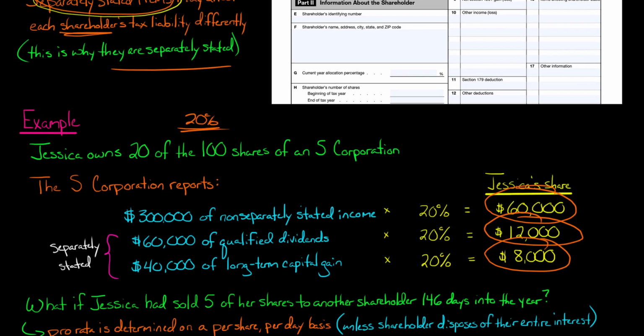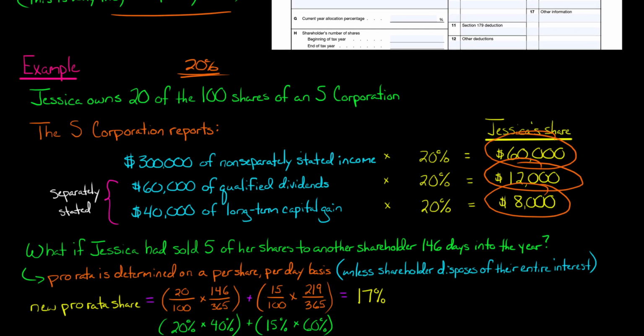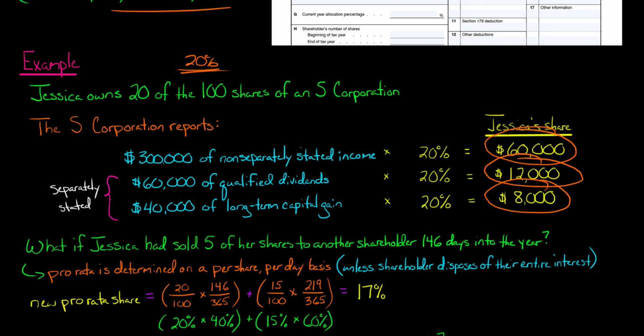Now, what if, hypothetically, let's make it a little more complicated. What if Jessica had sold 5 of her shares partway through the year? So let's say that after 146 days, 146 days into the year, which I picked that number because it would make the math easy, that's 40% of the way into the year. So 40% of the way into the year, Jessica sells 5 of her shares. So basically, for 40% of the year, she has 20 of the 100 shares. And then for 60% of the year, she has 15 shares out of the 100 shares that the S corp has.